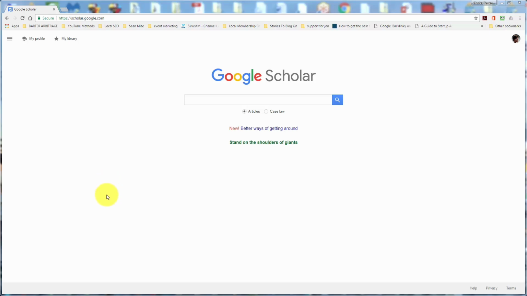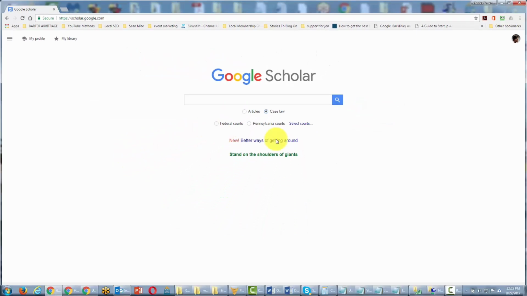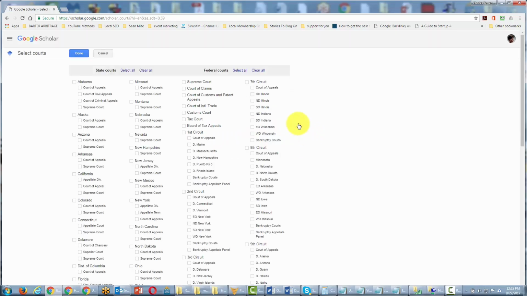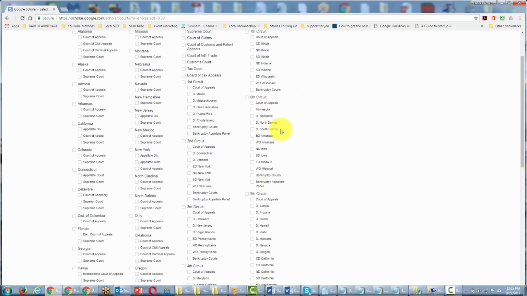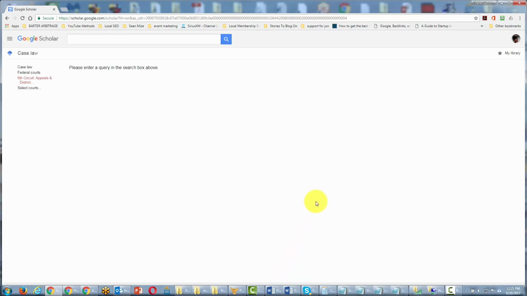Welcome back. Now, another way to use Google Scholar is to look for legal research. In order to do that, all you really need to do is click the case law button. You can actually search for the level of court that you are looking for the information from. For example, if we wanted to select a certain court, we can select that court inside of Google Scholar to modify our search results.